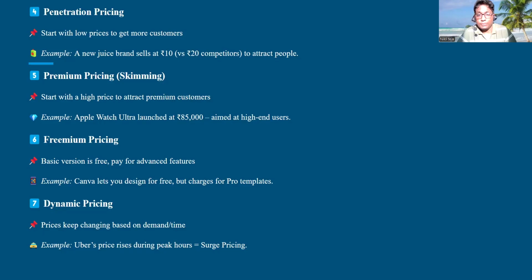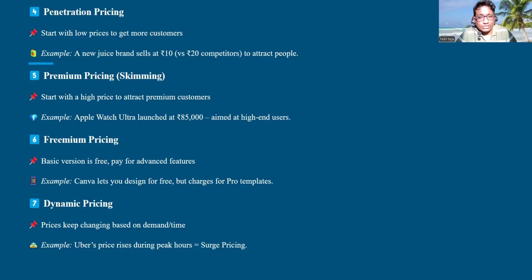Canva lets you design for free, but charges for pro templates. So basically, I design my templates in Canva only. I'll be doing background erasing, right? For background erasing you need to pay, but to make normal templates, we can do that for free. So yeah, not only templates, you can do some designs and all these things.